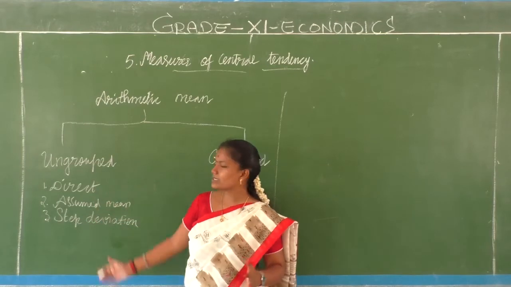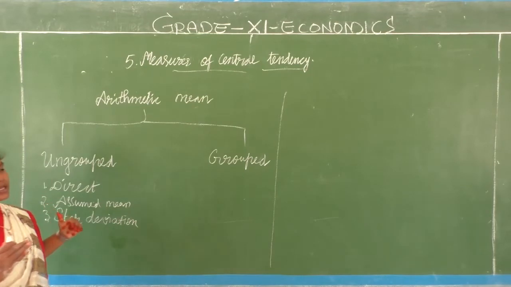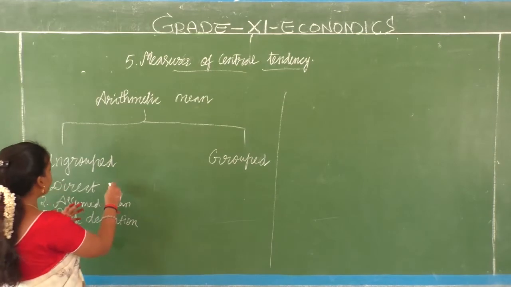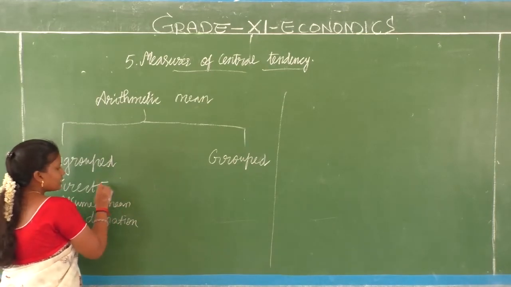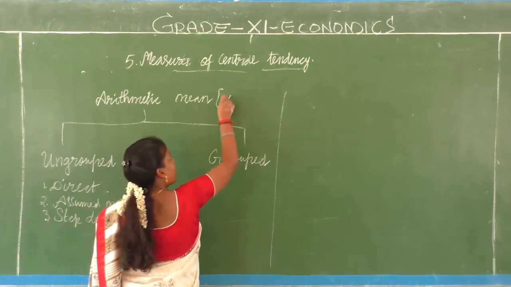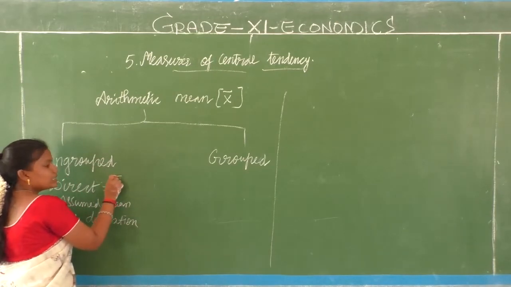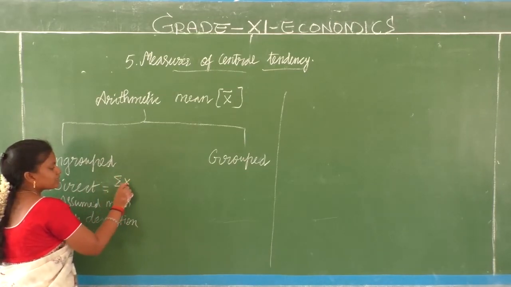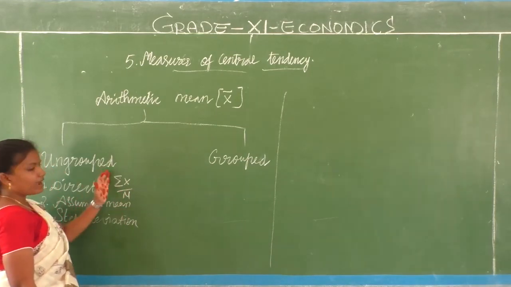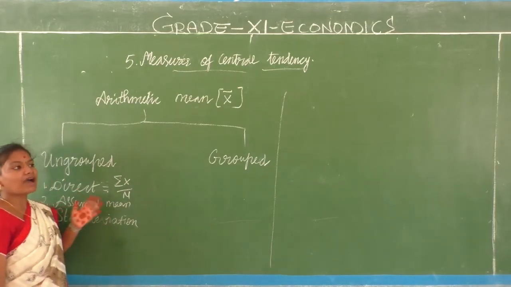Now what is basically the direct method? It's very simple. It is the summation of all the observations given divided by the number of observations. So how do you do it, children? Arithmetic mean is marked by x bar. And how is it given, children? It's given by sigma x by n. Right, children? Sigma x by n. Then we move on to the assumed mean method, where we have an assumed mean.